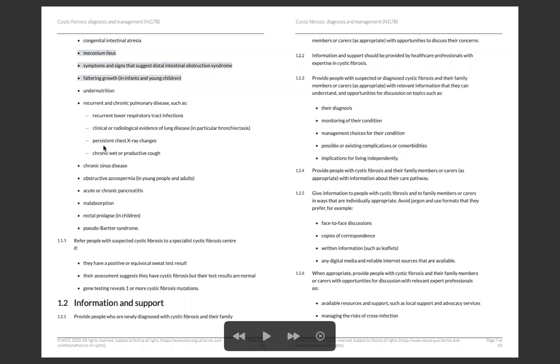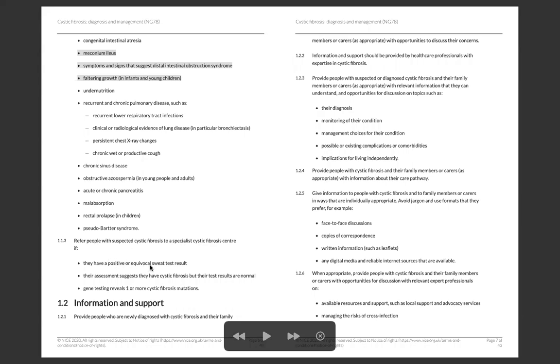Okay, persistent chest x-ray changes, chronic wet or productive cough is also an indication to go for testing of cystic fibrosis, chronic sinus disease, obstructive azoospermia in young people and adults, acute and chronic pancreatitis, malabsorption, rectal prolapse, and pseudo-Bartter syndrome. Refer people with suspected cystic fibrosis to a specialist cystic fibrosis center.